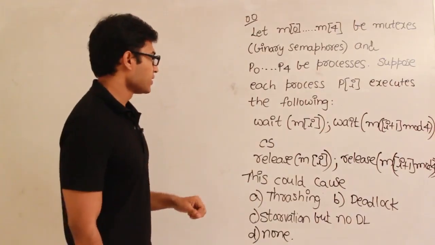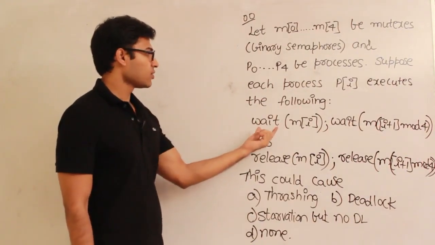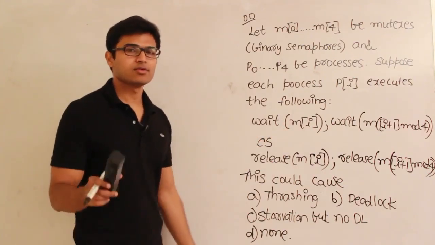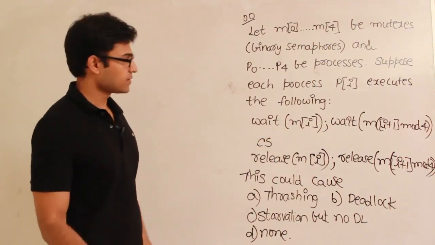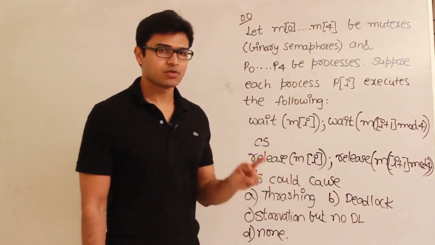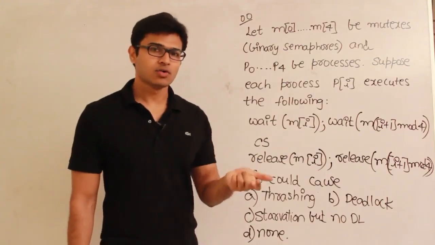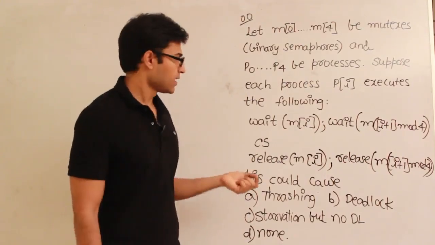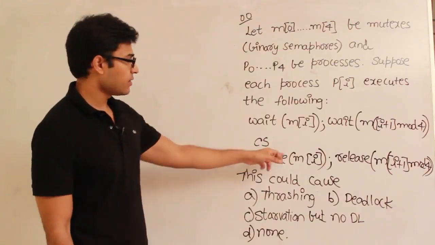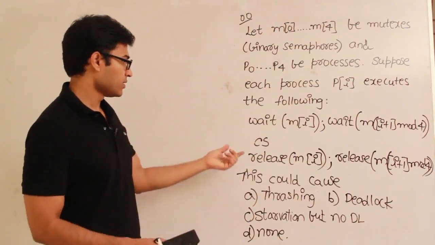executes the following. So what each process is trying to do is run the wait on M[i], which means they are trying to run a wait on a mutex, and then one more wait on one more mutex. So every process tries to do a down operation on two mutexes, and if it is successful, it is going to get into the critical section, and then it is going to release this mutex and then release the other mutex.